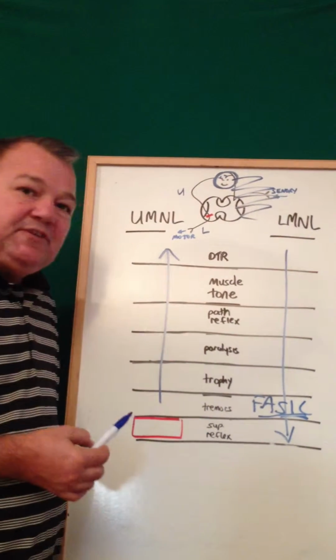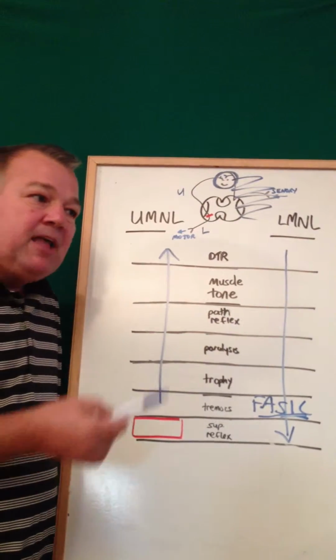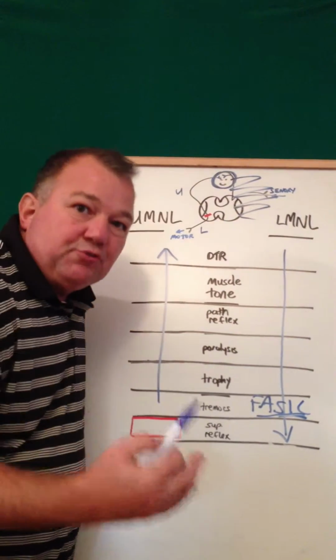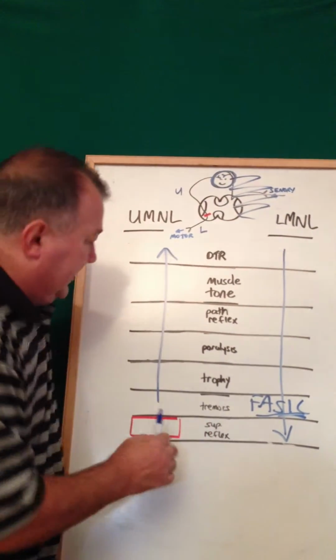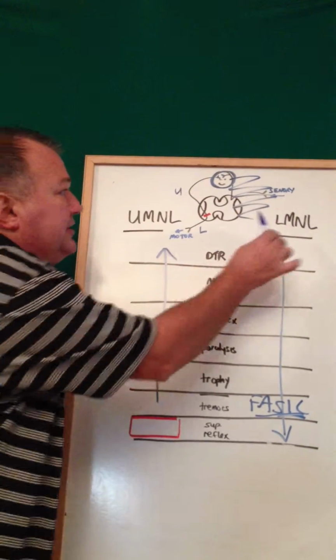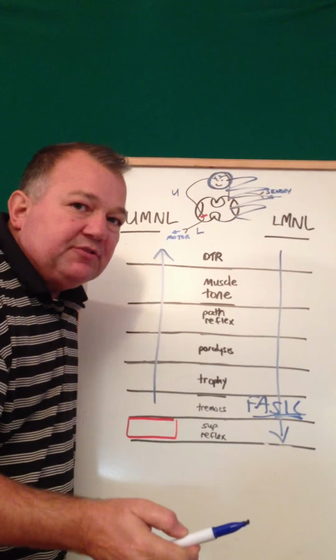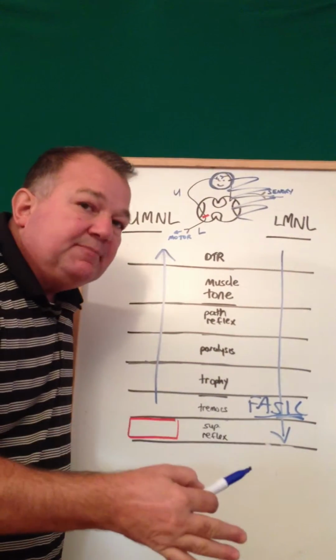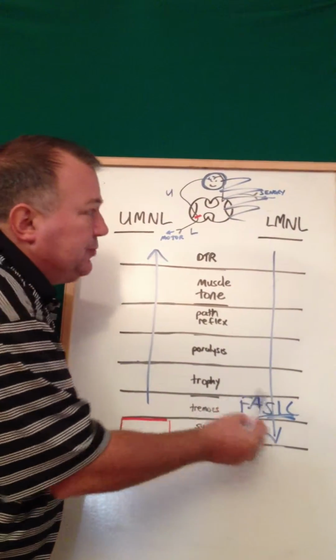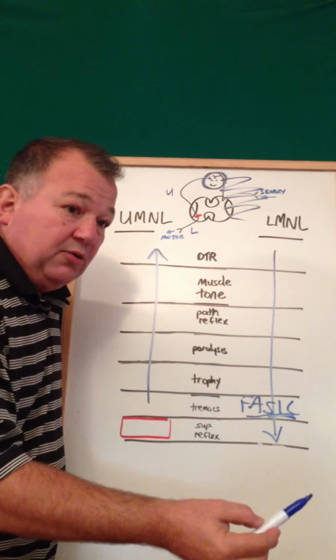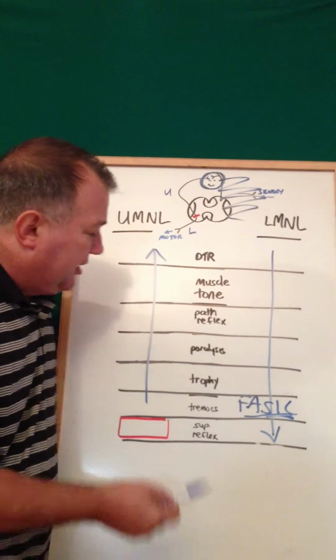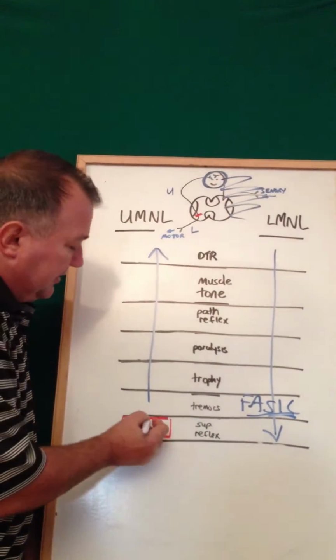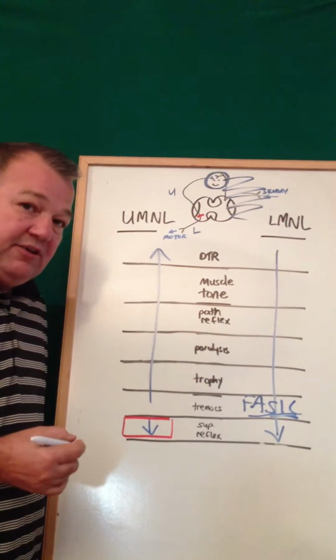Now, when it comes to superficial reflexes, notice the red box. On boards, they always ask, what's the rule? If there's a major rule, like increase motor with upper and decrease motor with lower, very characteristic, very classical question. But they will also ask the exception to the rule. We expect superficial reflexes to be lost with lower, so it's not a newsflash. But when it comes to an upper motor neuron lesion, they are also decreased.